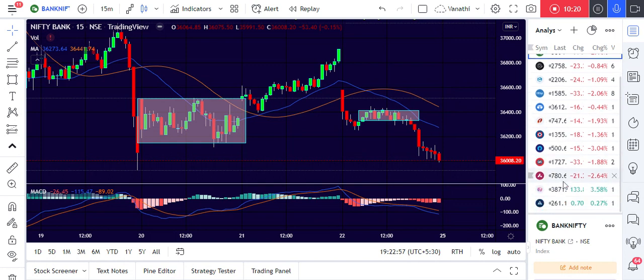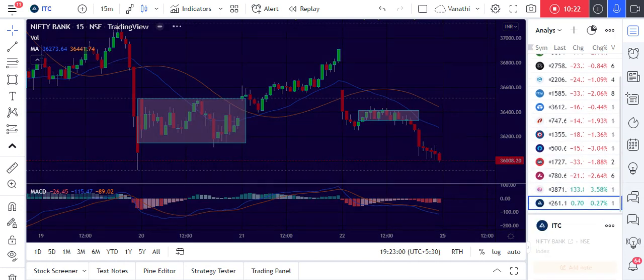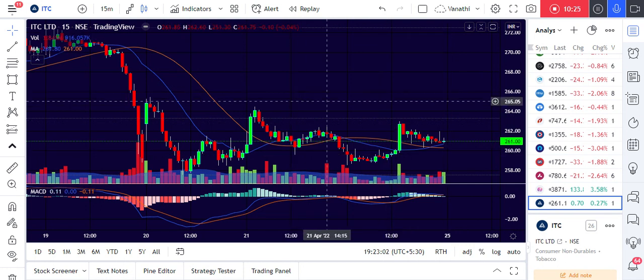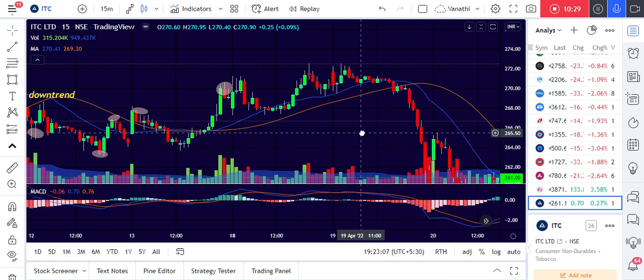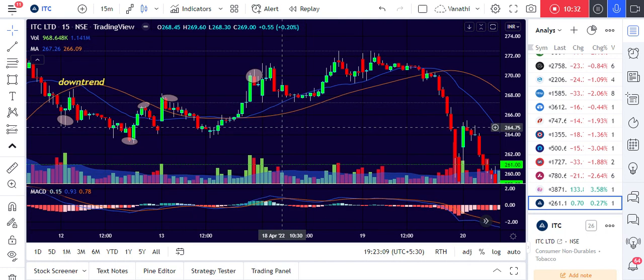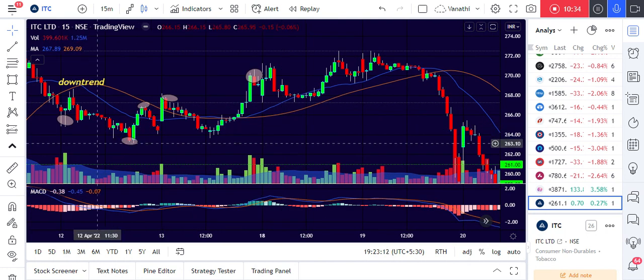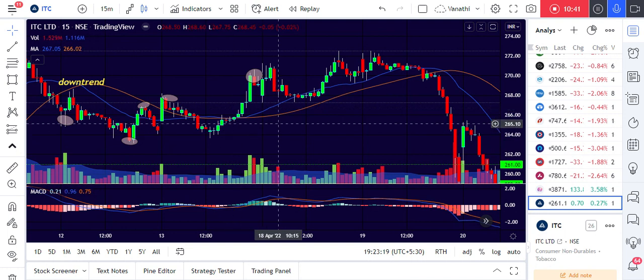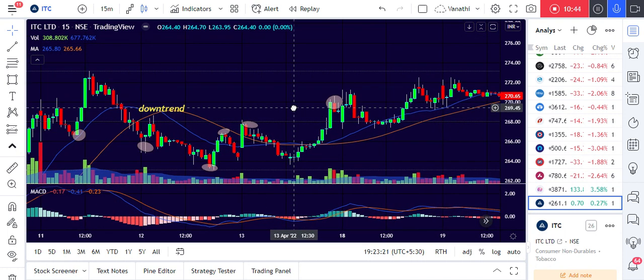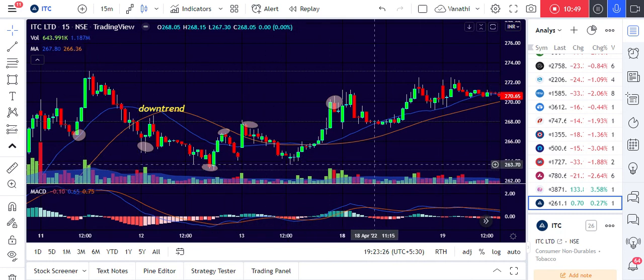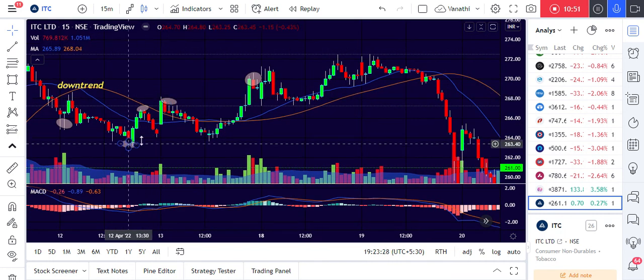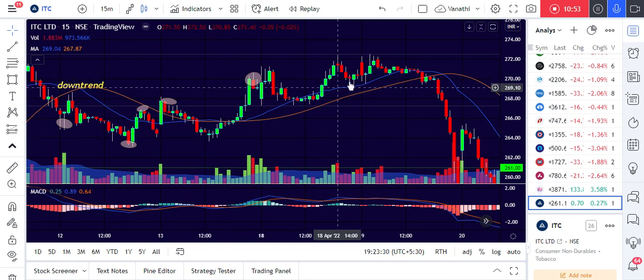This is how you can find the trending movement. Like here, this is ITC. Last week I took this chart to explain part one also. To confirm the trend, we should know whether it is forming lower highs or higher highs. This is a downtrend because it was making lower lows and lower highs, and then it was moving upside with higher lows and higher highs.